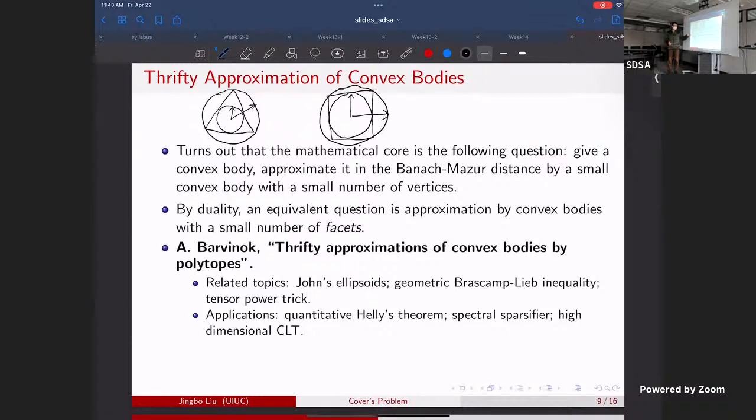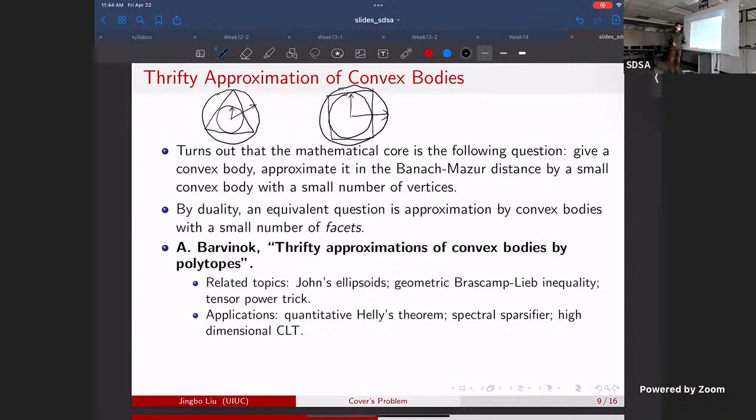So the number of facets for the polar is the same as the number of vertices in the original convex polytope. So these are two equivalent questions. When I worked on a converse problem, I first solved this question for a specific case when this ball is actually a cube. And then I can do some explicit calculations for the trade-off between the approximation.